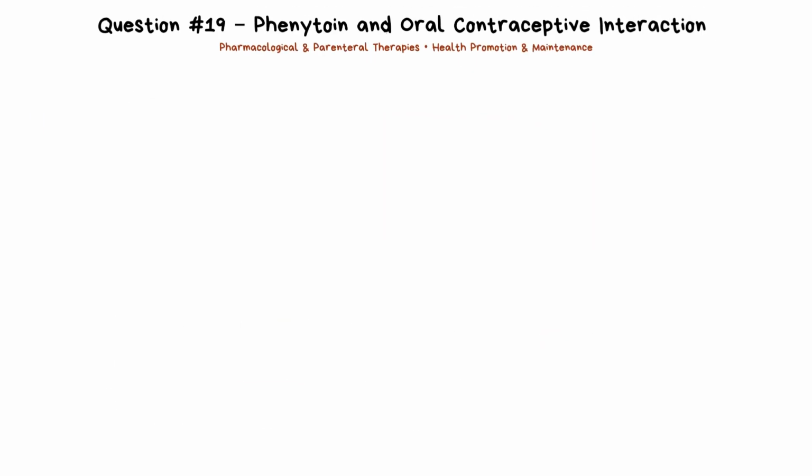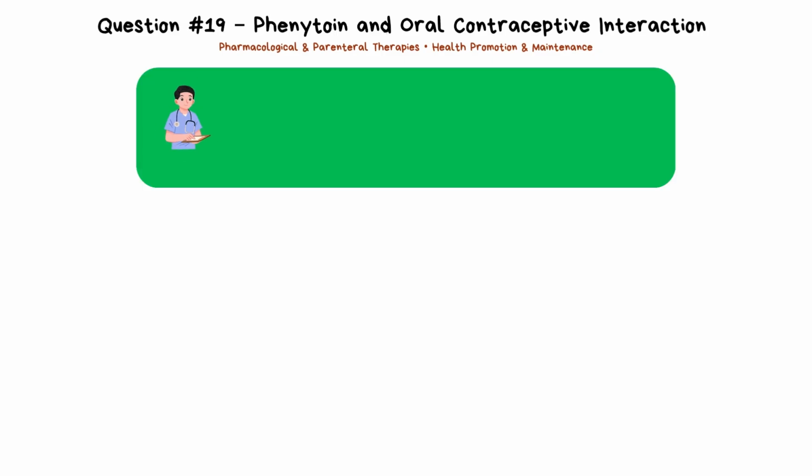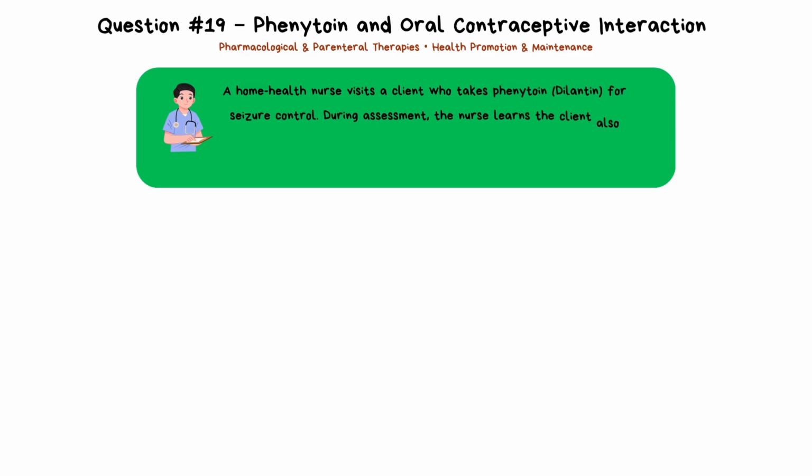Here's a multiple choice question focused on client teaching and medication safety. Scenario: a home health nurse visits a client who takes Phenytoin for seizure control. During assessment, the nurse learns the client also uses oral contraceptive pills. Which teaching point should be included in the care plan?